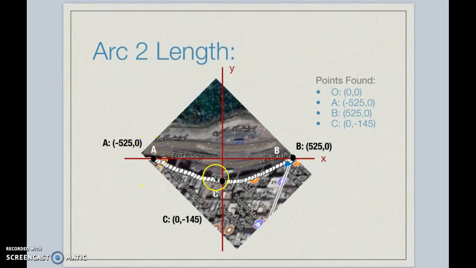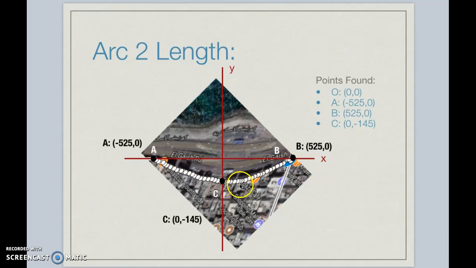and 525 feet, 0, labeled as point B, as noted in the diagram. I'm sorry, 525 feet. The 2 points are 1,050 feet away from each other, just like the width of the shoreline.